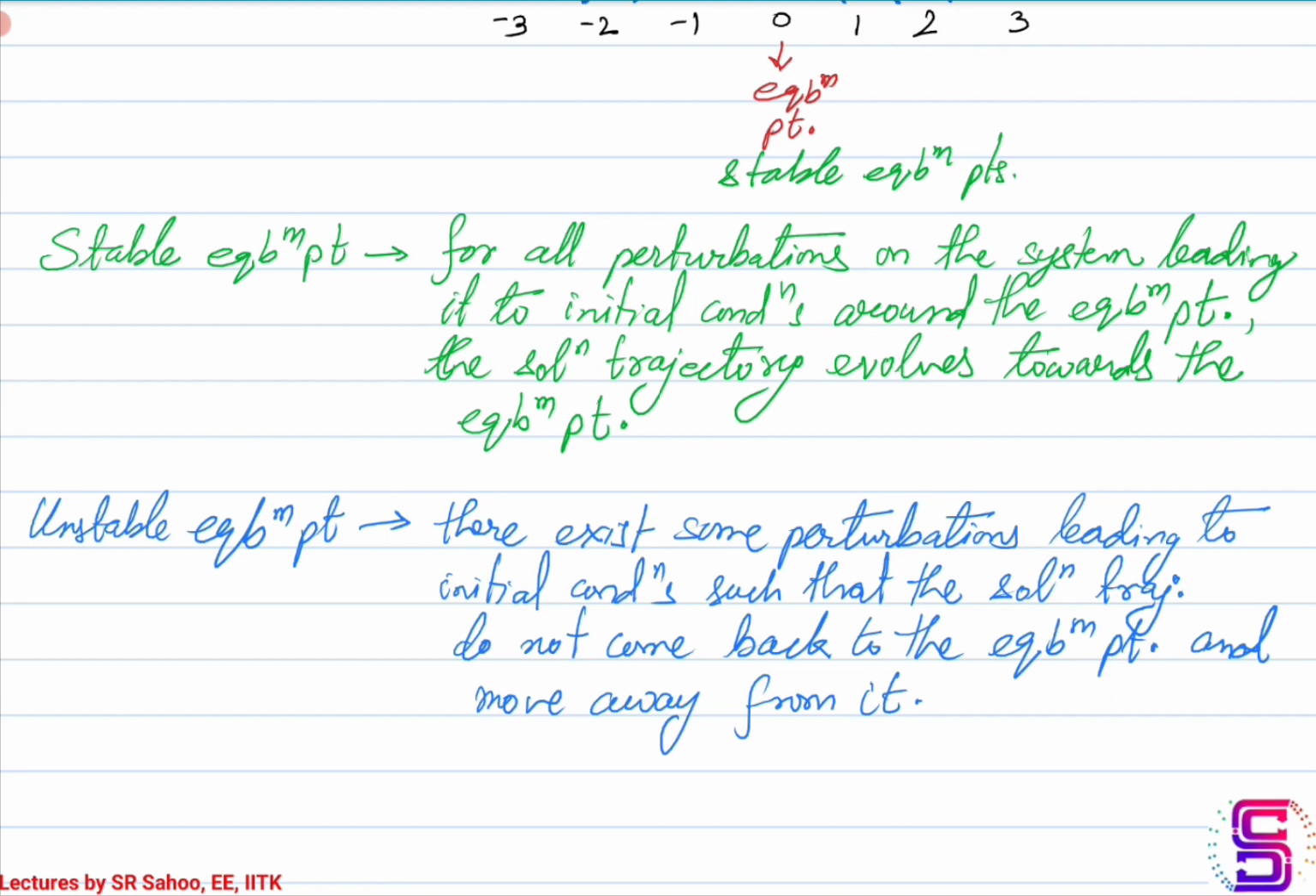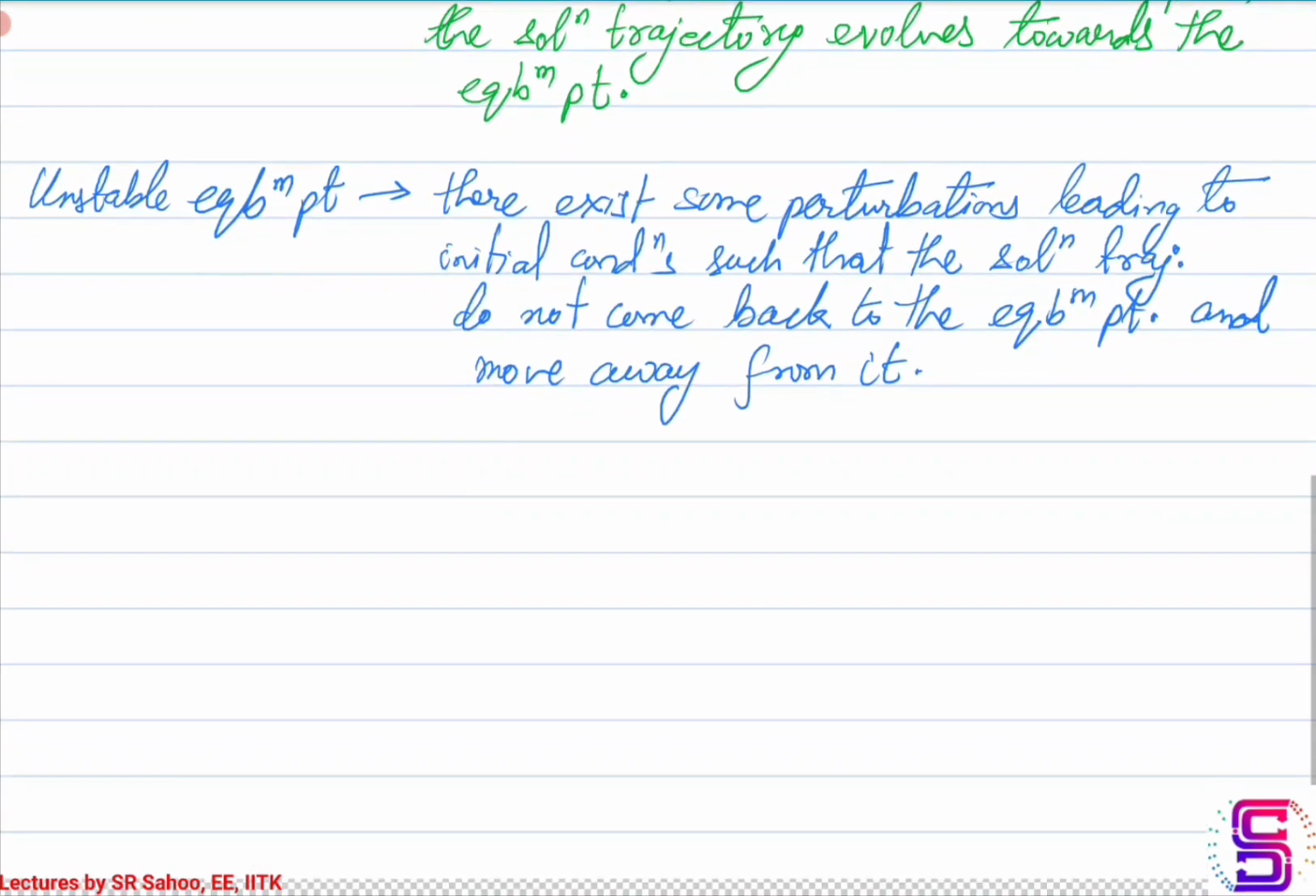If you have a tendency of moving towards the equilibrium point or do not have a tendency to move away from the equilibrium point, then you classify it as stable. But if it has a tendency of not coming back to the equilibrium point and also of moving away from the equilibrium point, then we classify it as an unstable equilibrium point.